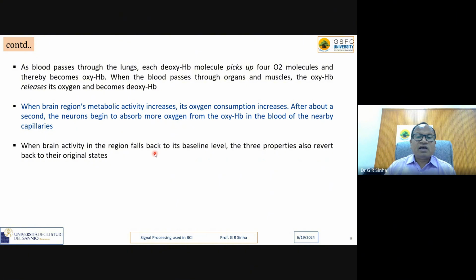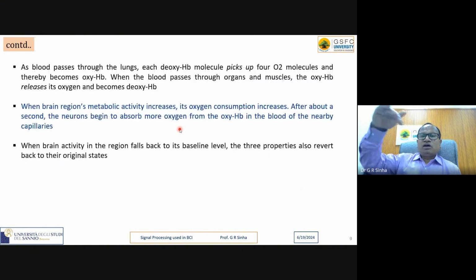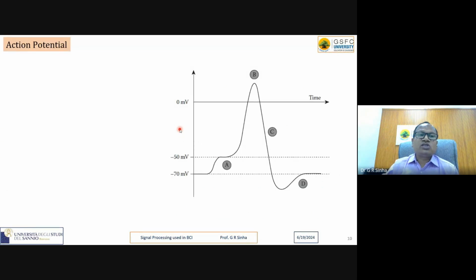When brain activity returns to baseline, say your brain activity is coming lower, the three properties also revert back to the origin. All these properties will also revert back. So that tracking happens. And during the process, what is important is that when something is going high and becoming low, you generate some signal equivalent to this. So this is also true in the case of EEG.